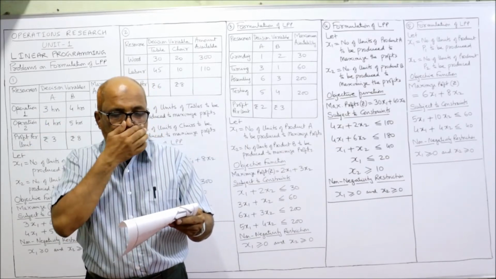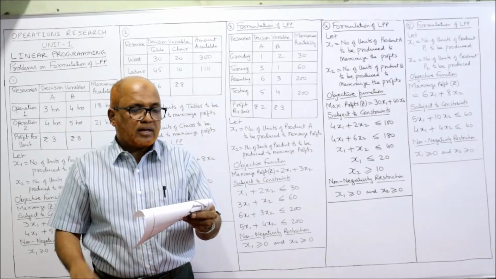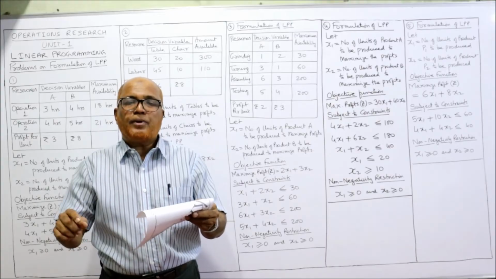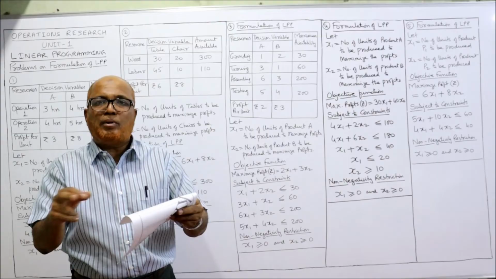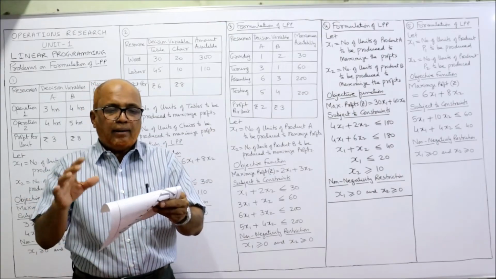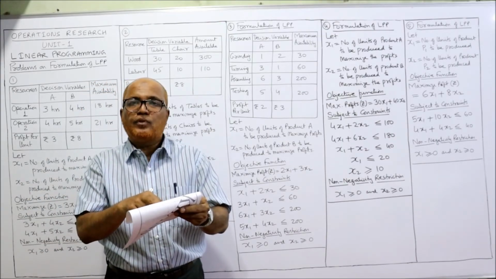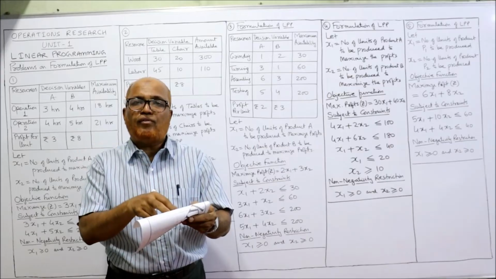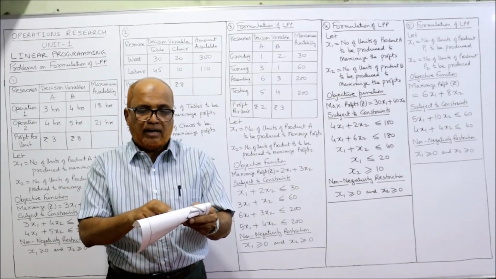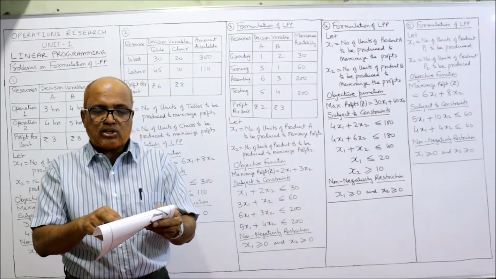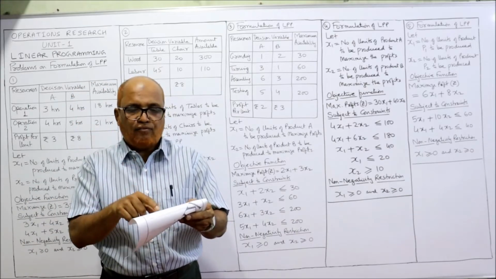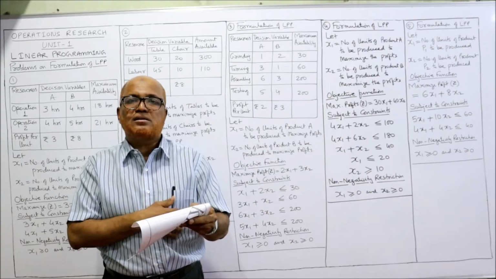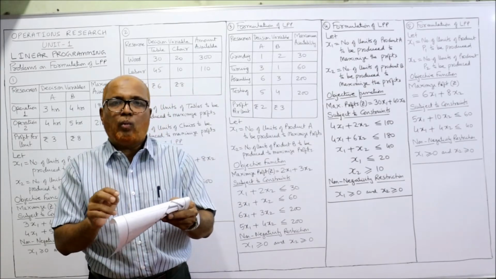And product A and B take 4 hours and 2 hours respectively. So A product takes 4 hours per unit and B product takes 2 hours per unit. Maximum time available 100. Labor hours available are 180. And the product A and B take 4 hours and 6 hours respectively. Per unit of A 4 hours, per unit of B 6 hours. Maximum labor time available 180.